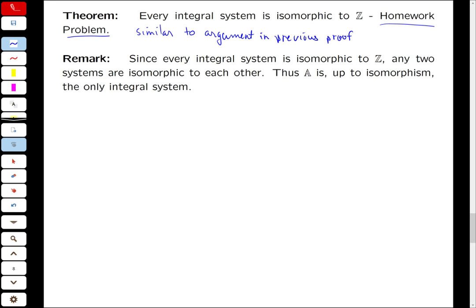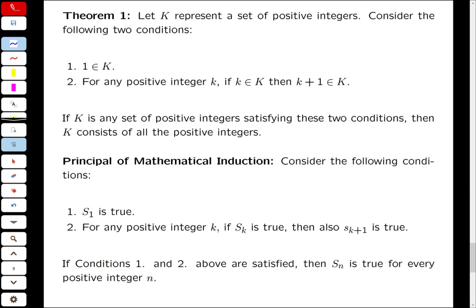But I'm going to let you struggle with it a little bit before you ask me questions. Since every integral system is isomorphic to the integers, any two systems are isomorphic to each other, and thus this should have been the integers, not A. Z is, up to isomorphism, the only integral system. Hence the terminology. So we have constructed our integers.